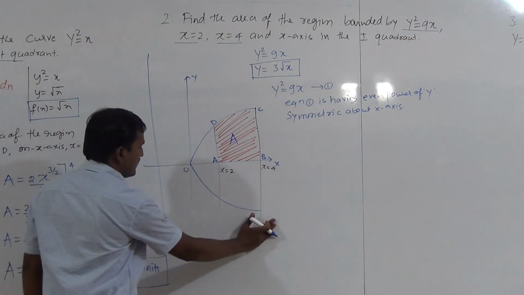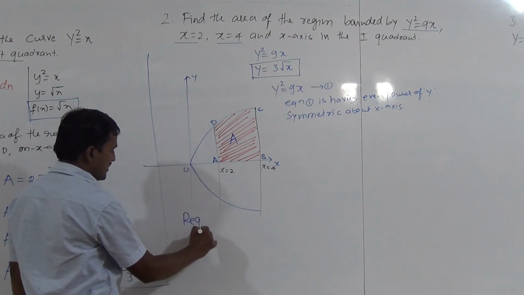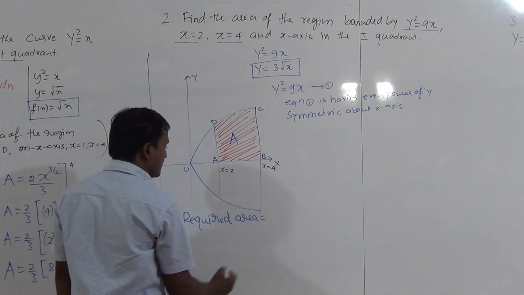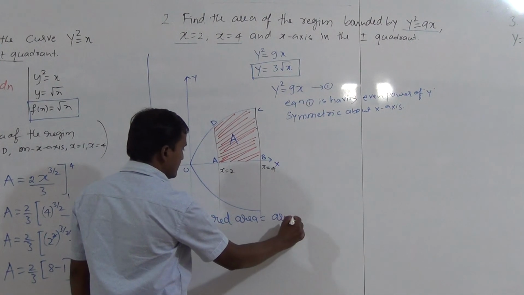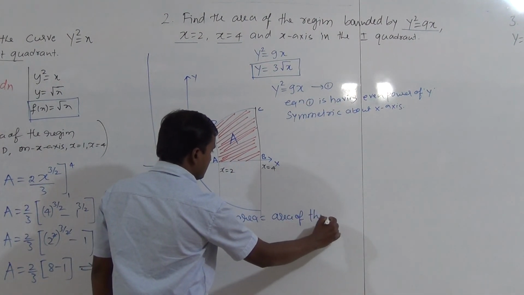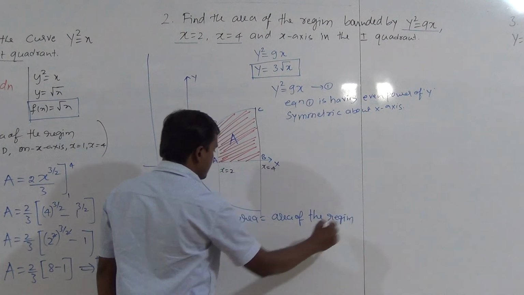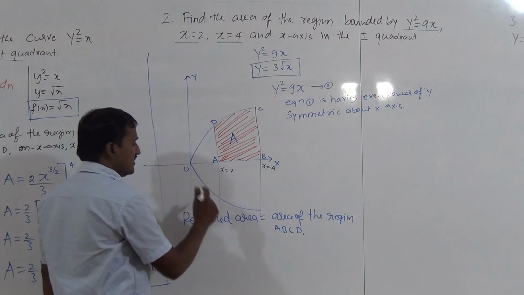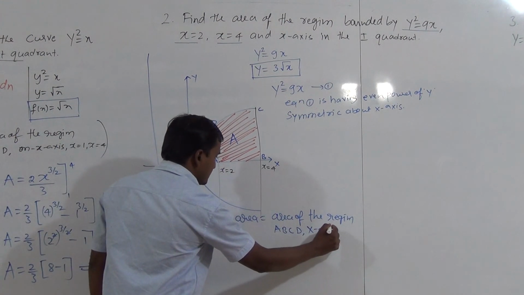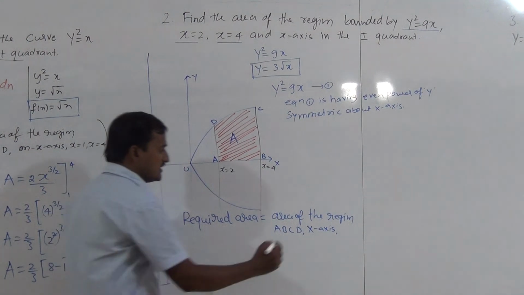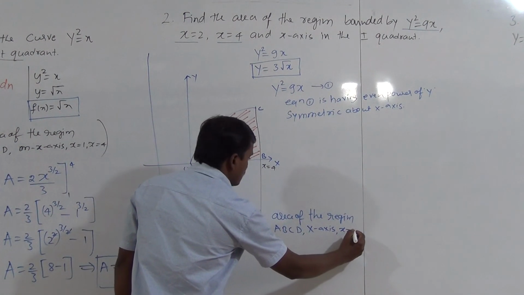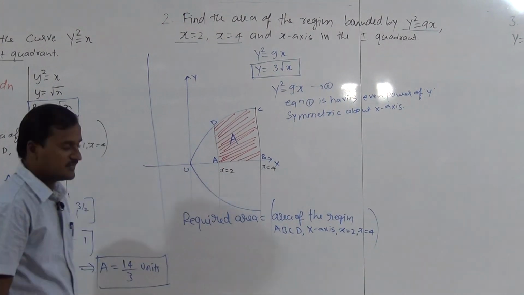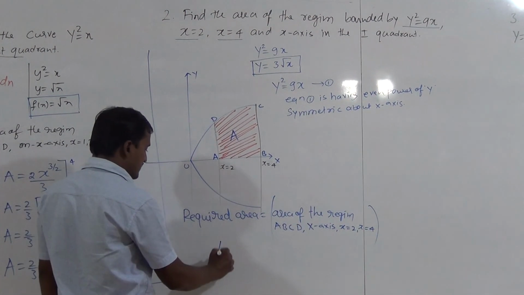Here I will write the required area. What is the required area? That is equal to the area of the region A, B, C, D, and it lies on the x-axis with the lines x equal to 2 and x equal to 4. So here I should find this one. Therefore the required area, here I will call this as A.